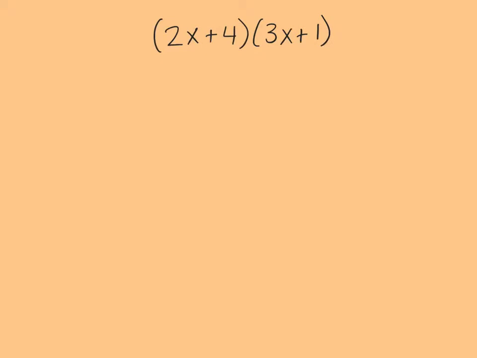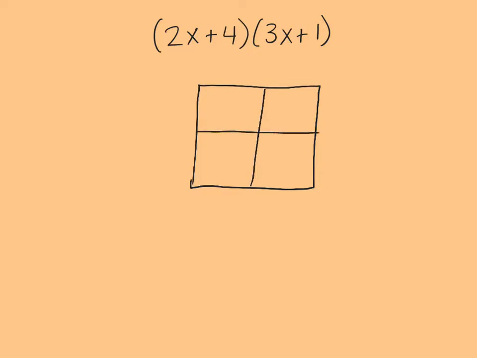Okay, let's take a look at another one now. So again, I have two terms in each set of parentheses. So in my box, in both directions, I will have 2 spaces. Then we'll fill in 2x and a positive 4, 3x and a positive 1. Then we can multiply these. So the first box, we have 2x times 3x. So in this case, I can multiply the numbers separately and the x's separately. So I have a 2 times 3, that's 6. X times x, that is x squared, so 6x squared.